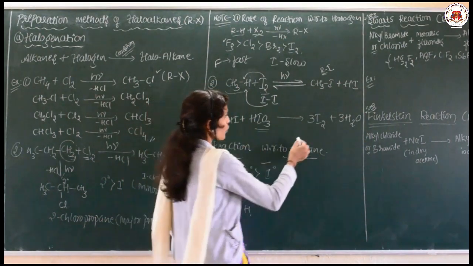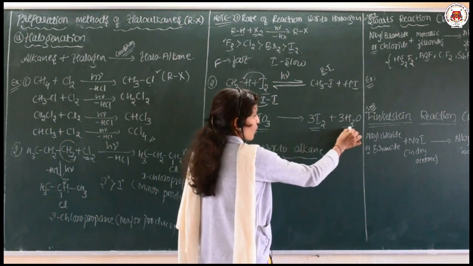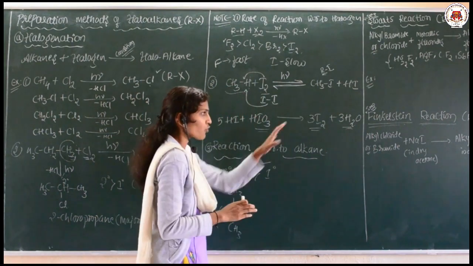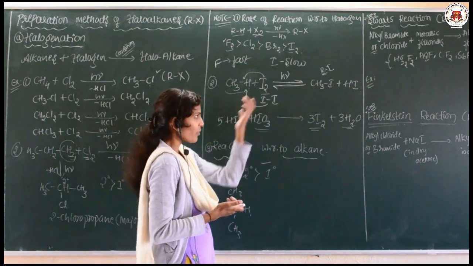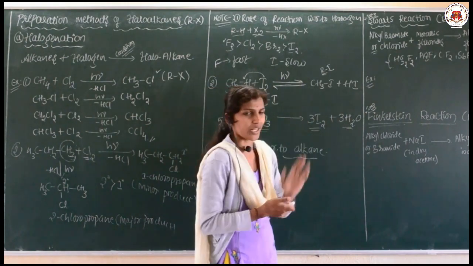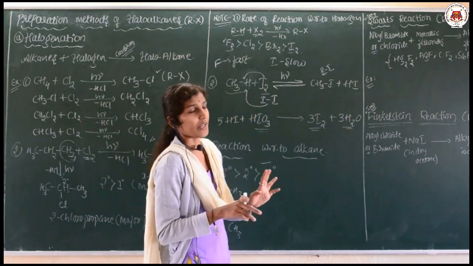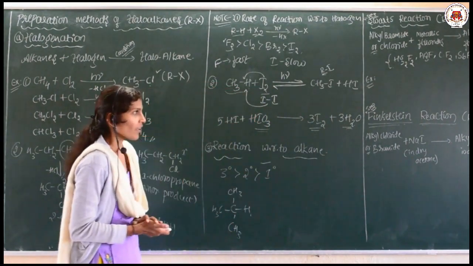What happens is it is going to form 3I2 along with water. This will stop the reversible reaction, and we are going to get the product as methyl iodide. Okay, so this is the second one.